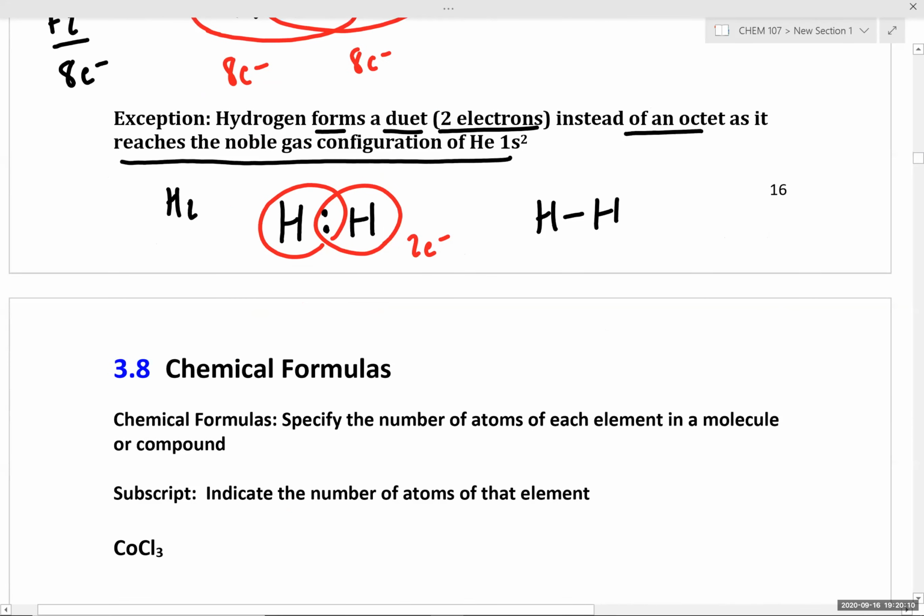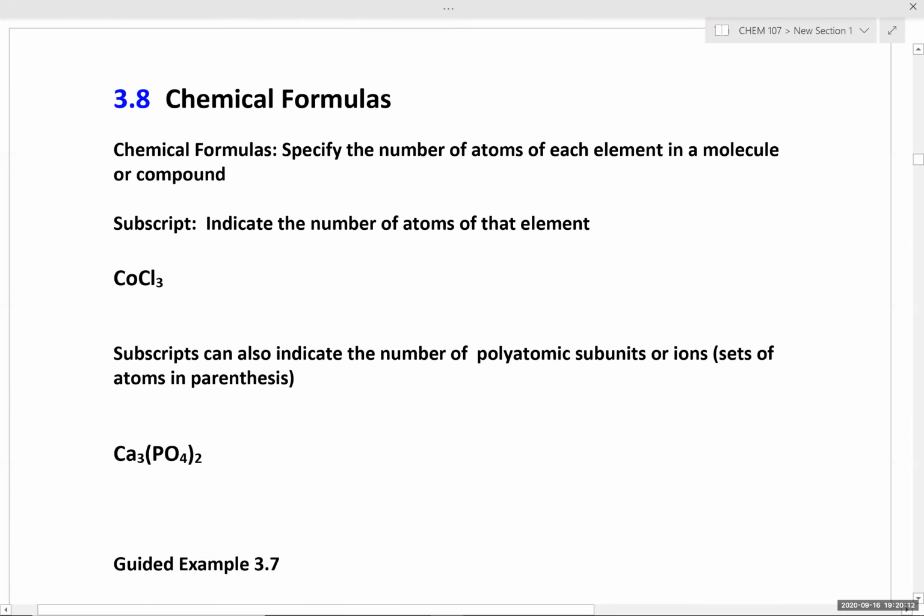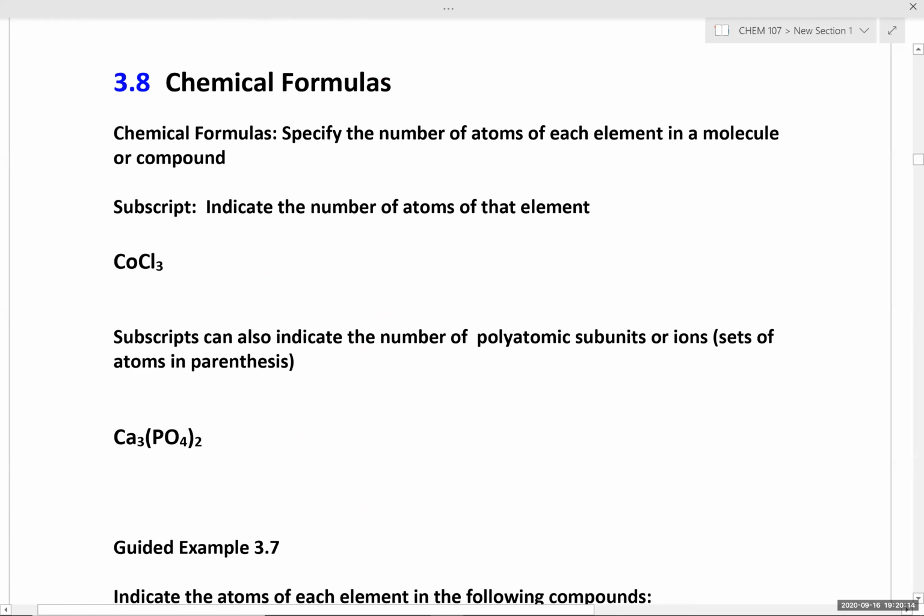So before we start talking about drawing these Lewis structures, let's unpack chemical formulas. Chemical formulas specify the number of atoms of each element in a molecule or compound. And the subscript, which is this number written in subscript notation, indicates the number of atoms of that element.